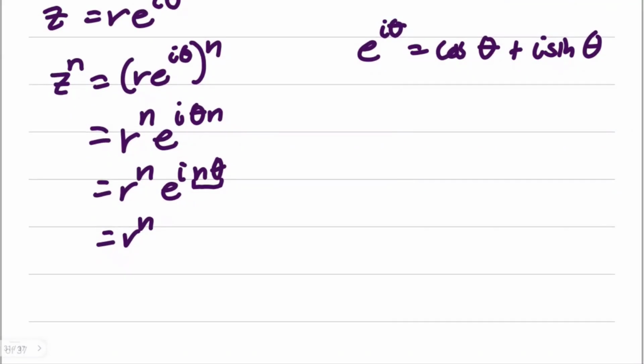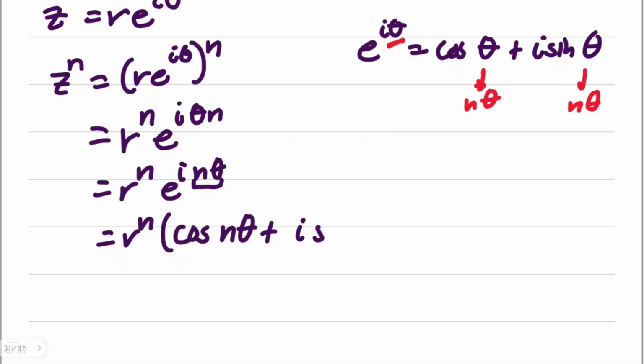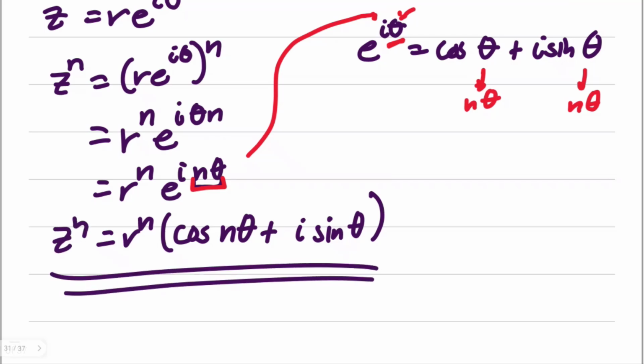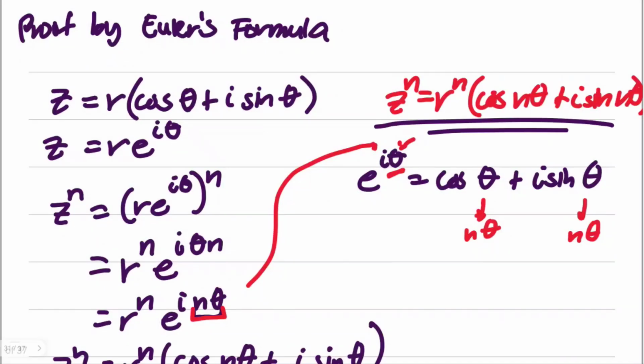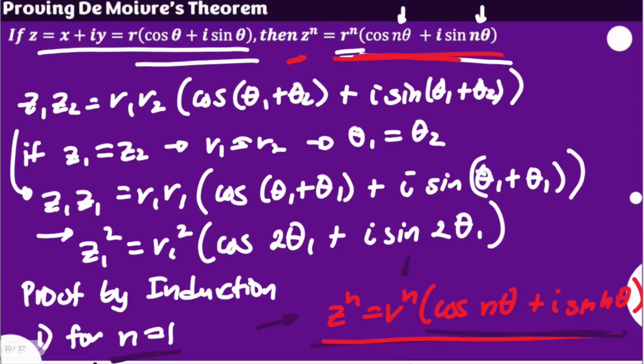If that is the case, and our theta here is actually n theta now, this would be n theta, this would be n theta as well. So r to the power of n times cosine n theta plus i sine n theta, because our theta here is actually n theta now. Substituting that there, you will have this form here. And as you can see, the proof is even shorter using Euler's formula. That's what we're trying to prove here, and even in the previous slide. The point here is I'm just presenting you two different forms of proof.